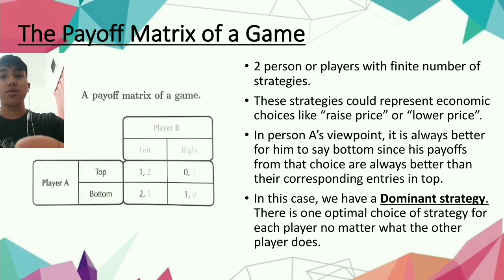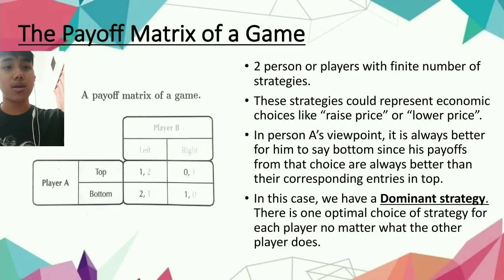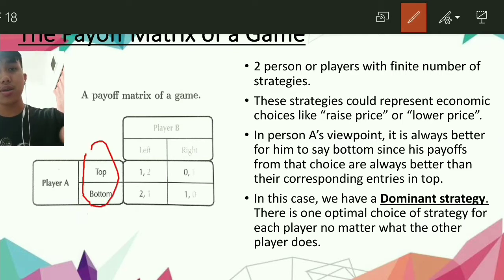Okay, so next we have the payoff matrix of a game. As you can see, there's this figure on the left hand side. We have player A and player B. We have two players in this game with a finite number of strategies, which can represent economic choices like raise price or lower price. This one is the strategies.